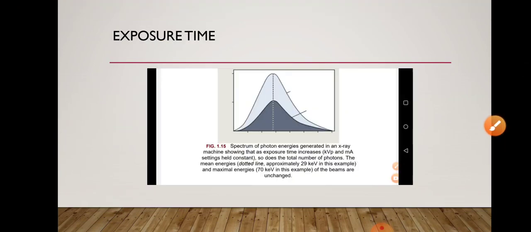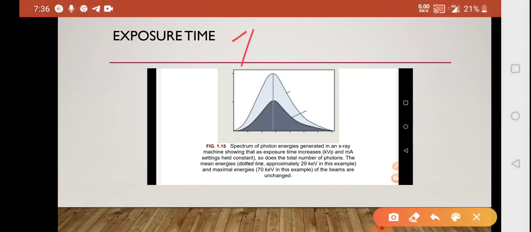So let me come to the exposure time first. As the exposure time is increased, you are keeping the KVP constant. Suppose you have kept the KVP at 70, or you have kept the current constant, but when you increase the exposure time, you are sending the electrons to hit the tungsten for more time. Per second they are produced the same, but if in 1 second 5 electrons are hitting the tungsten and you send the electrons for 5 minutes, you are increasing the exposure time.